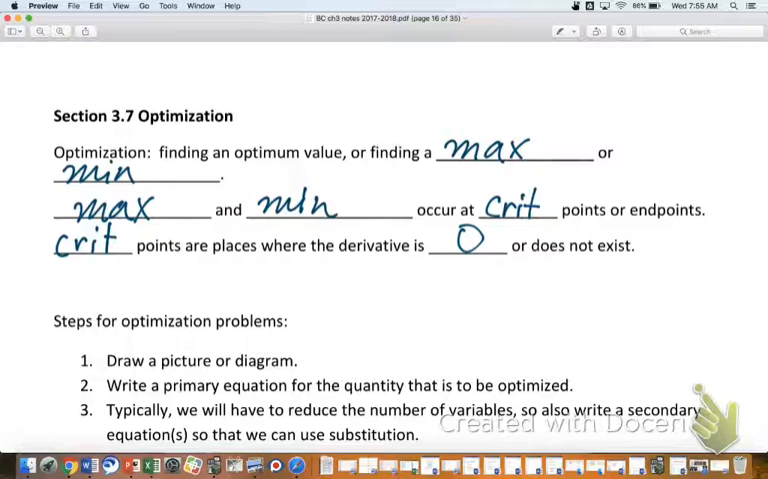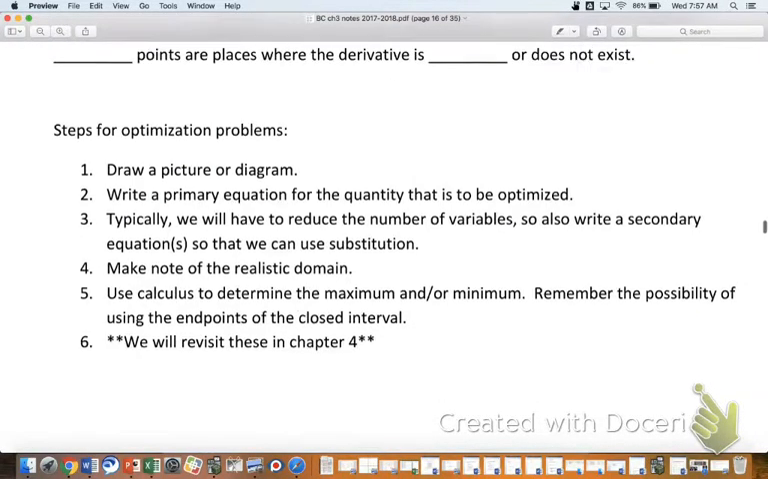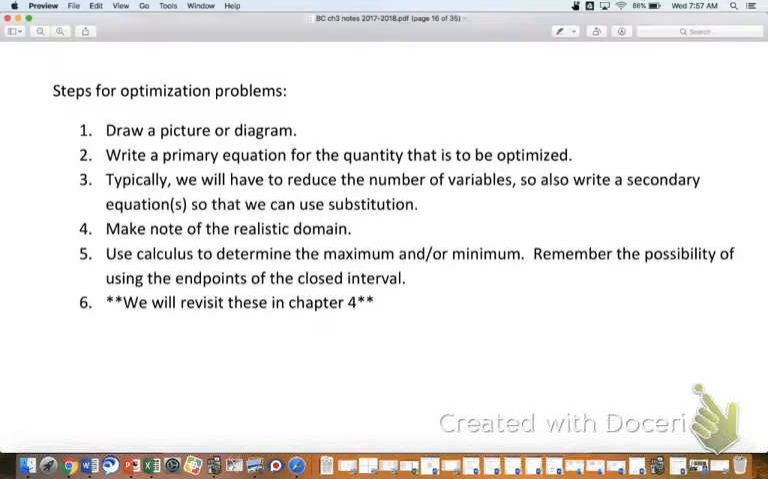So a few steps here for optimization. These are just general loose guidelines here. Not all of these are going to apply. For instance, drawing a picture, sometimes that will apply. Sometimes it makes a lot of sense, other times it makes no sense. We're pretty much always going to have some kind of a primary equation that we're trying to find the min or max of. Sometimes it's given to you. Sometimes we're going to have to figure that out for ourselves.